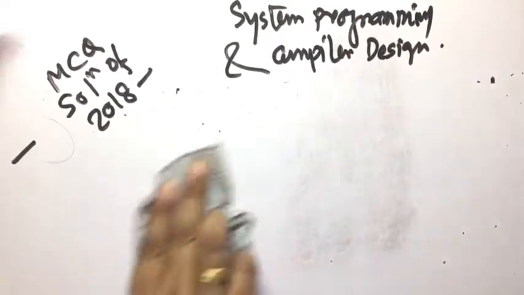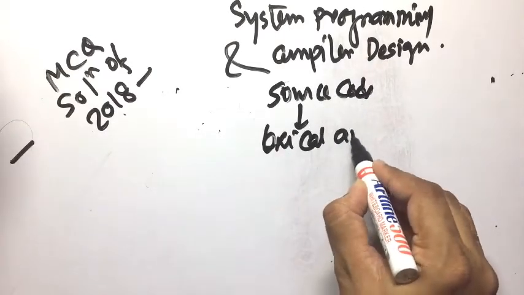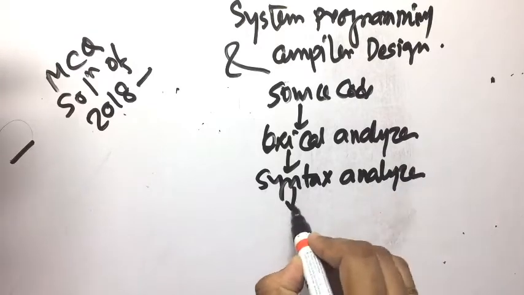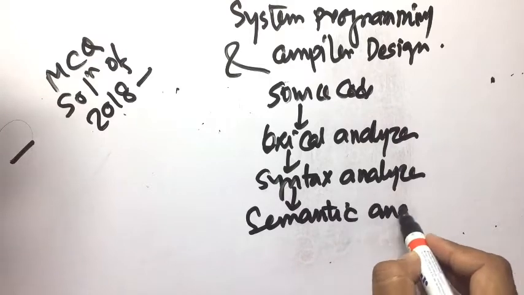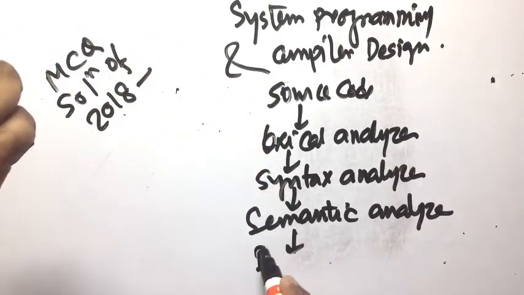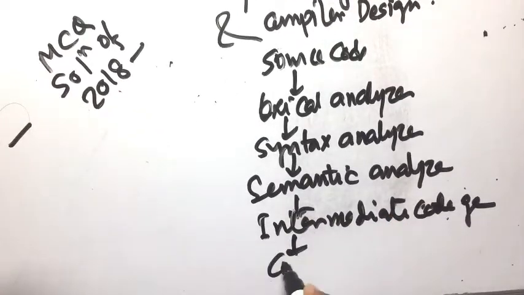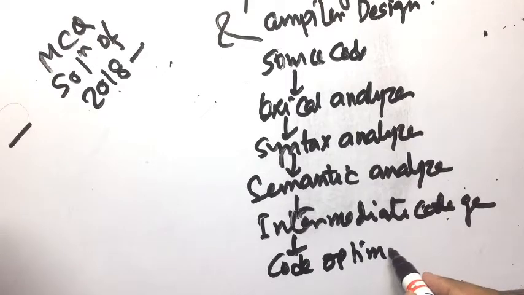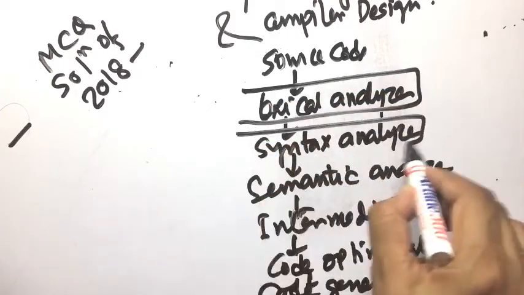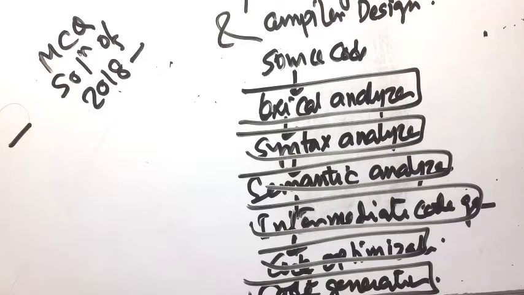Eta jodi amra ektu bhenge ni tahole eta kibhabe dekhano jay better hobe. First source code, this is the source code, and then a lexical analyzer. After lexical analyzer, syntax analyzer, semantic analyzer. So these are machine independent code. Now intermediate code generator. After the intermediate code generator, there is code optimization. And then code generation. So you can say 1, 2, 3, 4, 5, 6 phases of compiler. Last one is target code, source code, target code.